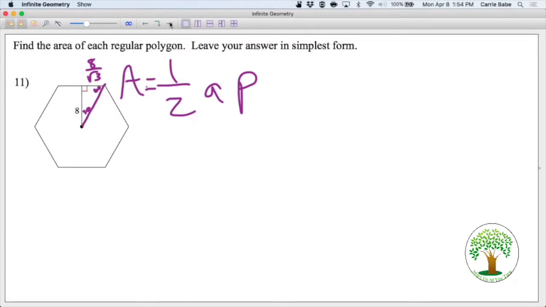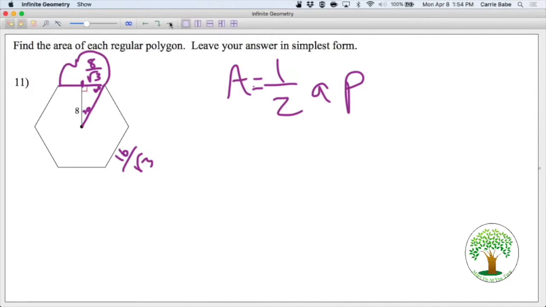How long's the whole thing? If that little piece is 8 over square root 3, how long's the whole thing? 16. So I'm going to write it over here because it's the same as this one. 16 over square root 3 is the length of a side. Not 16 times square root 3, 16 over square root 3. My bad. Half apothem times perimeter. Oh wait, that's a side. The apothem is how much? 8.